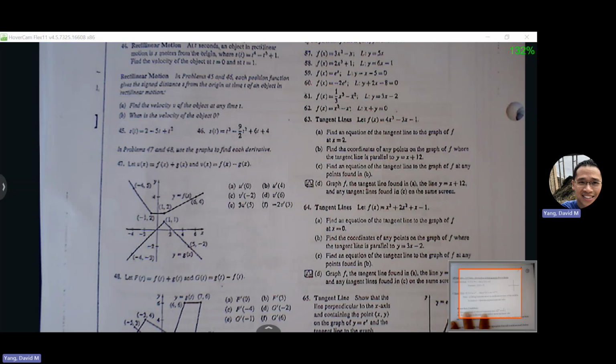So guys, one last thing, some students have asked what that normal line means. So normal line means perpendicular. So the opposite reciprocal of the parallel line.